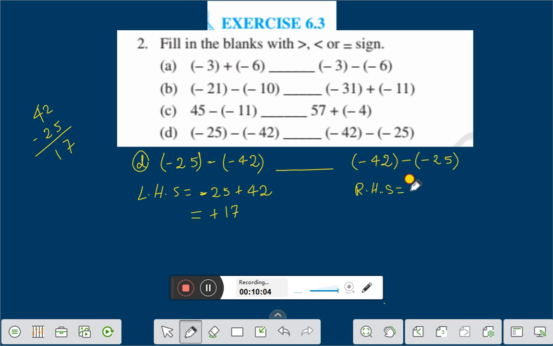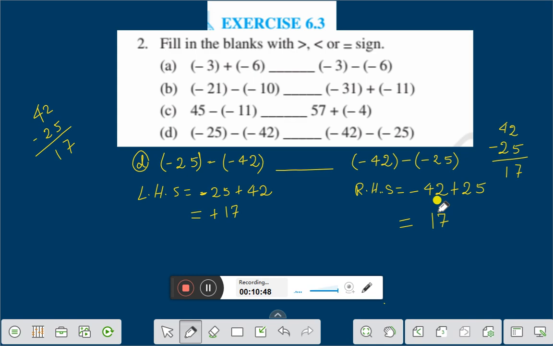it is minus 42. Minus into minus is plus 25. Therefore, what we get? One is minus, one is plus. Therefore, you have to subtract the smaller number from the greater number. That is 42 minus 25. 5, 7, 12. Carry 1, 2 plus 1, 3. 1, 4, 17. 17. Right?